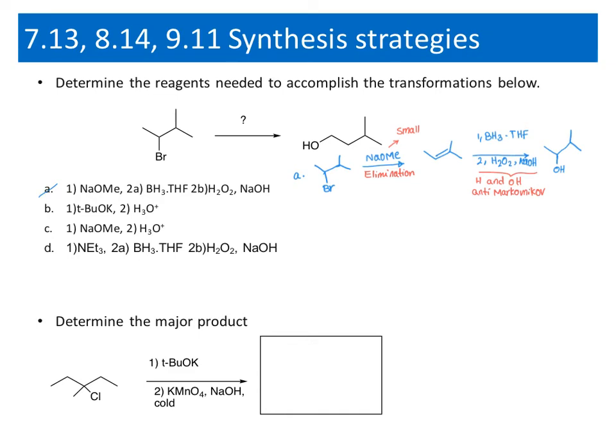Now let's look at option B. So we have tertiary butoxide. We know tertiary butoxide is a bulky base, so we are going to form the Hofmann product with that. So again, elimination happened. But this is bulky, so we are going to form the Hofmann product, which would be this structure.